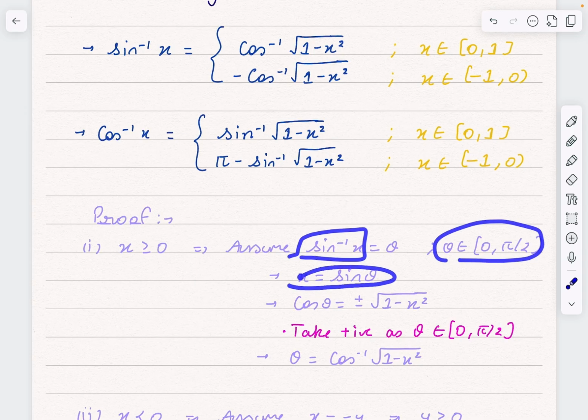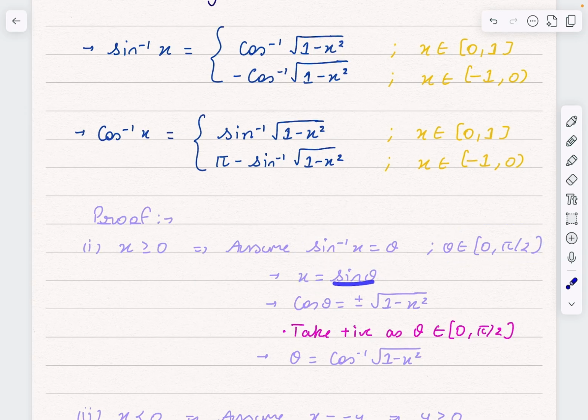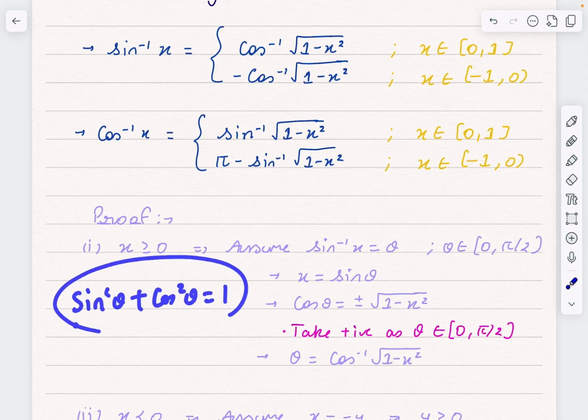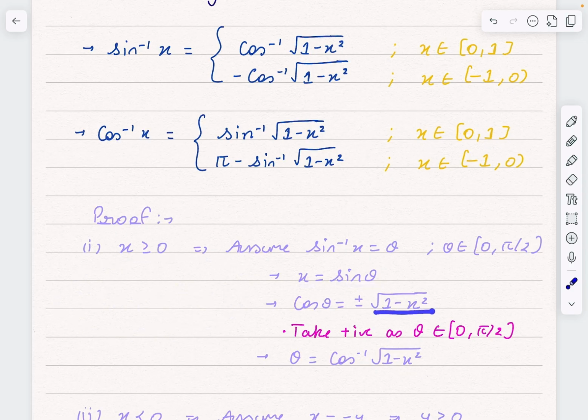So x will be sine theta, and if sine theta is x, cos theta will be plus minus root of 1 minus x square. Remember this identity, sine square theta plus cos square theta is 1. If you put sine theta as x here, you get cos theta to be plus minus root of 1 minus x square. But theta lies in first quadrant, so we have to take the positive sign only. So cos theta will be plus. So theta will come out to be cos inverse of square root 1 minus x square. This is the proof of the first one.